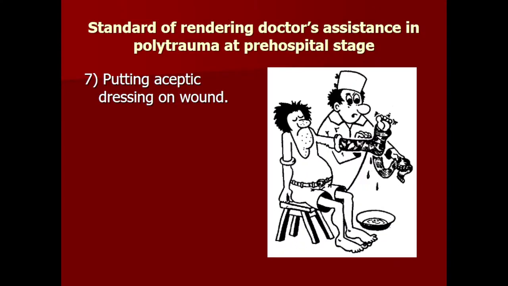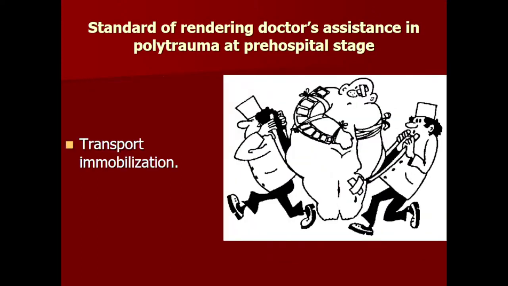Next, putting an aseptic dressing on wounds. Next step, transport immobilization. In what case must you make transport immobilization? 4 indications. First, fractures. If you don't know whether there is a fracture or not, you must make transport immobilization. After the patient is admitted to hospital, you may make X-ray control and remove immobilization or make treatment immobilization. But transport immobilization is obligatory.